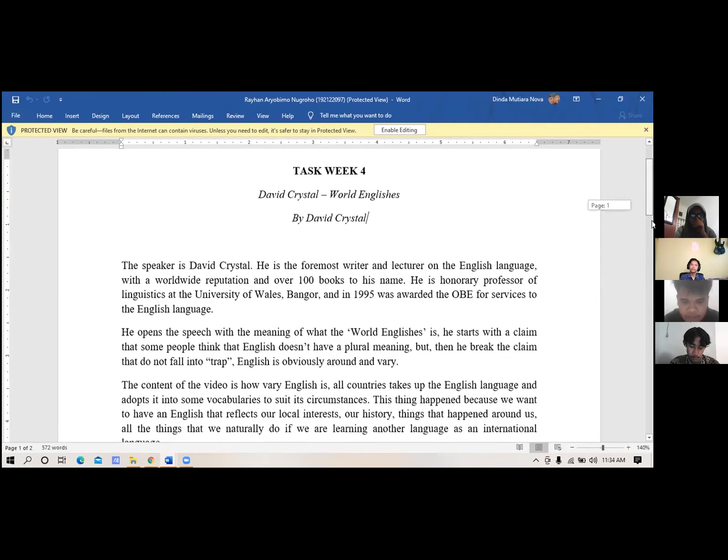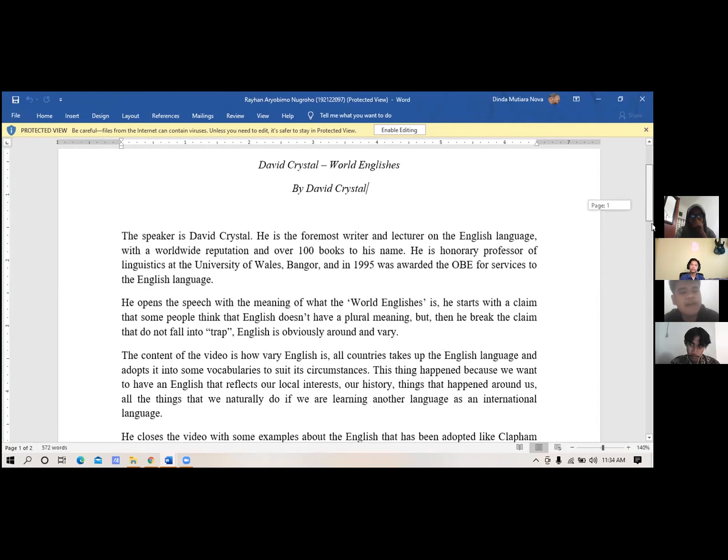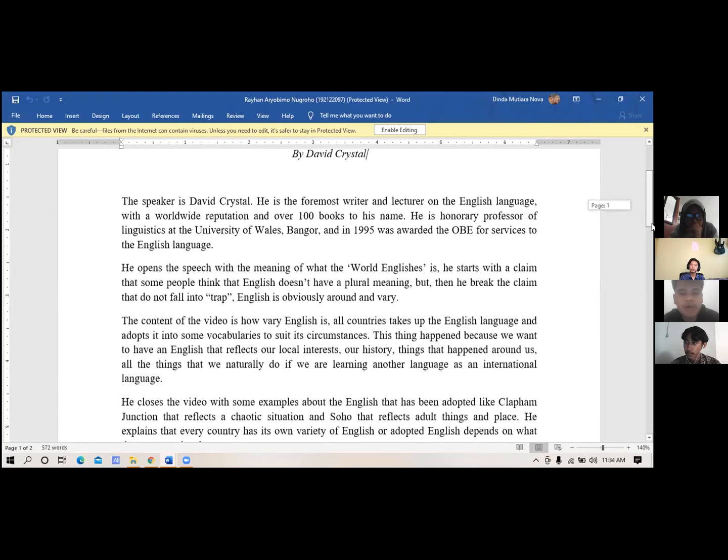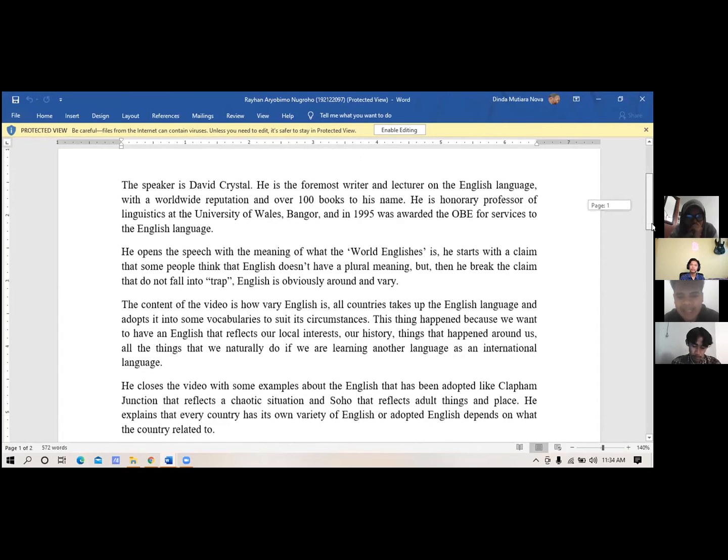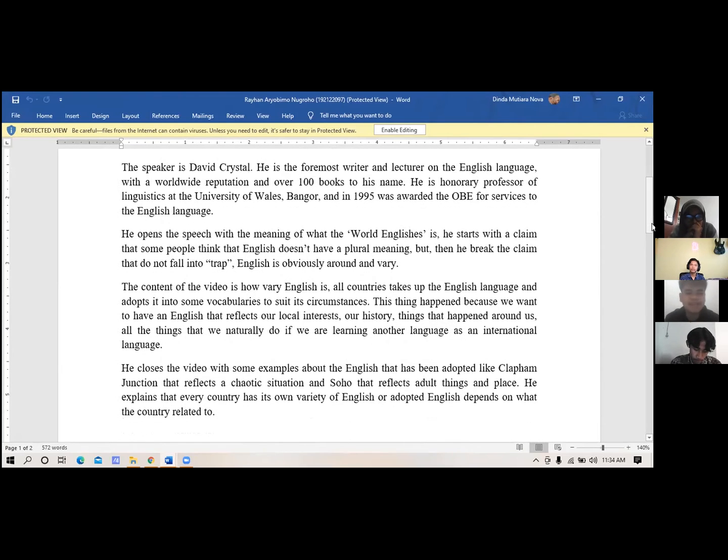First, he opens the speech with the meaning of what the word English is. He starts with a claim that some people think that English doesn't have a plural meaning, but then he breaks the claim, that we should not fall into the trap. English is obviously plural and varied. I'm going to explain what this means.